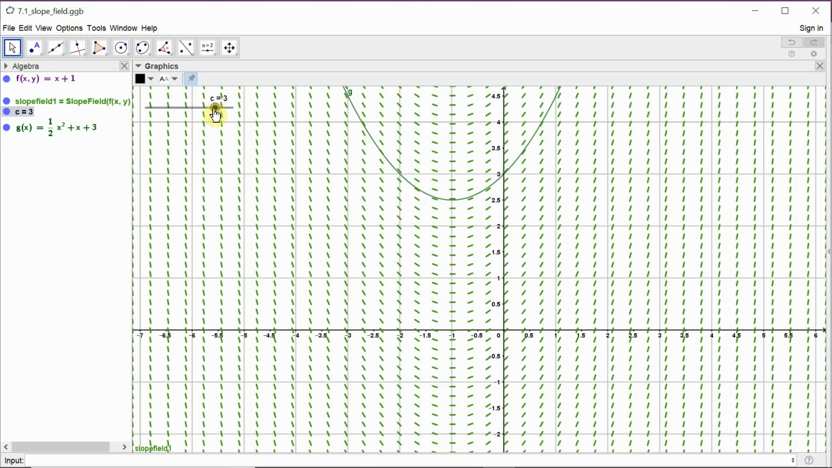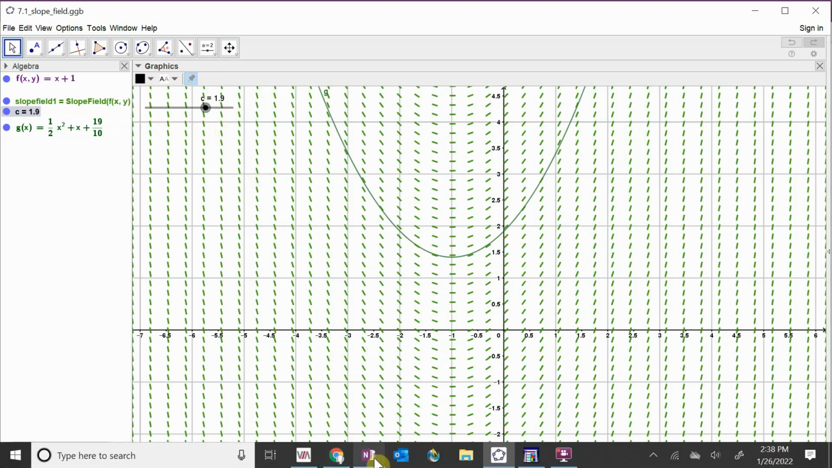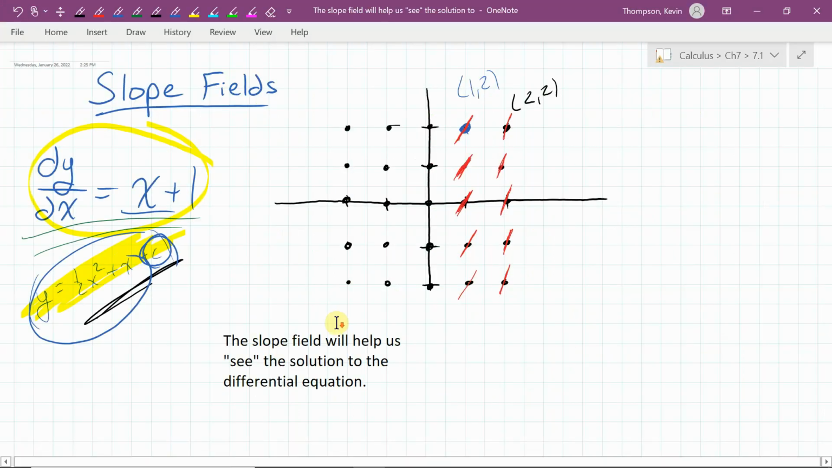But notice if I change C, I get other ones, right? I can shift this through all of these other points that we're noticing. Okay, so here's what I'm going to do. I want you to write this in your notes, and then I'm going to change something here and have you predict what I typed.